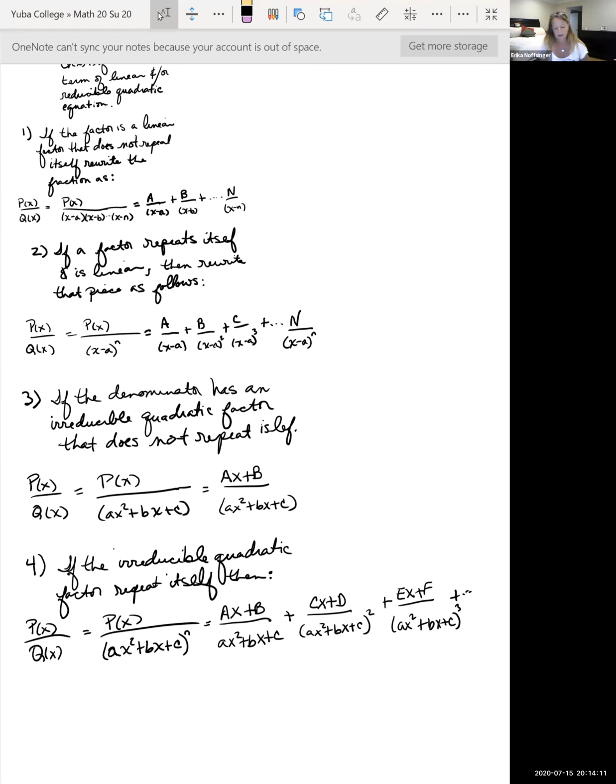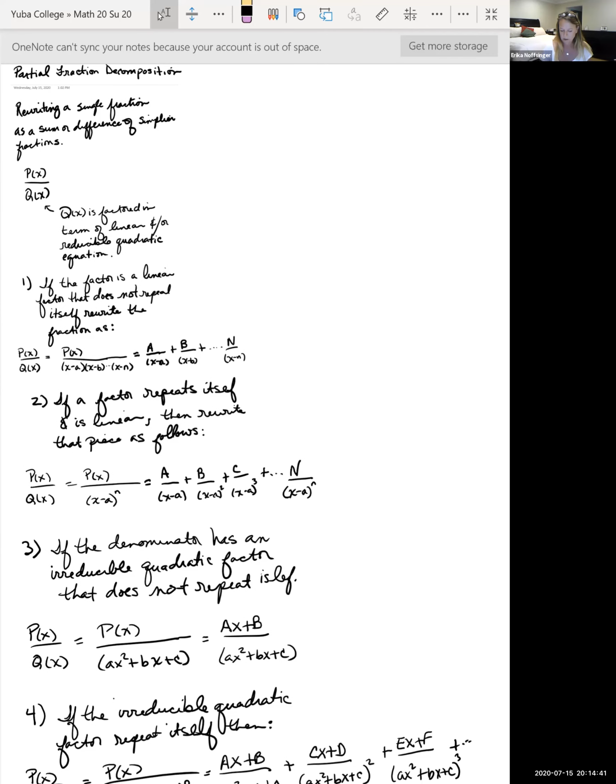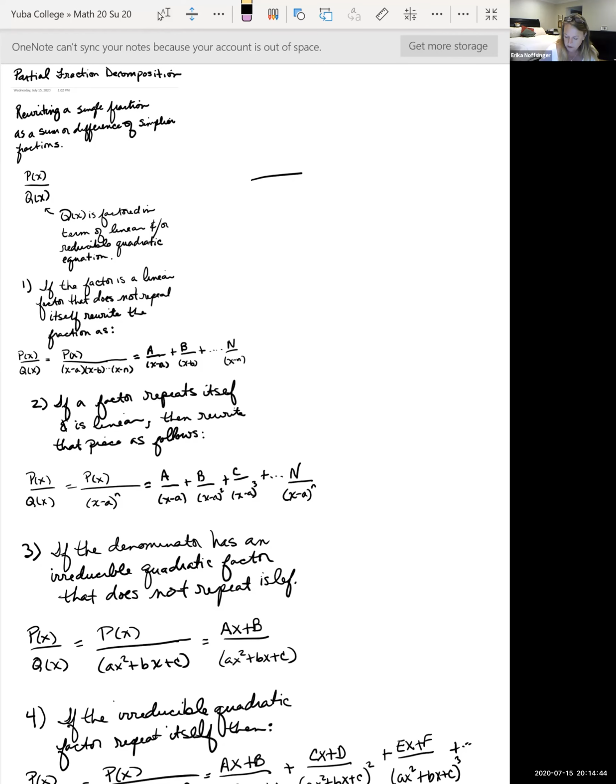The other thing that I forgot to say is that P of x and Q of x, when we're looking at that rational function, you have to look at the numerator and denominator. If the degree of our denominator is smaller or equal to the degree of our numerator, then we can use some long division. So maybe let's put that down here.